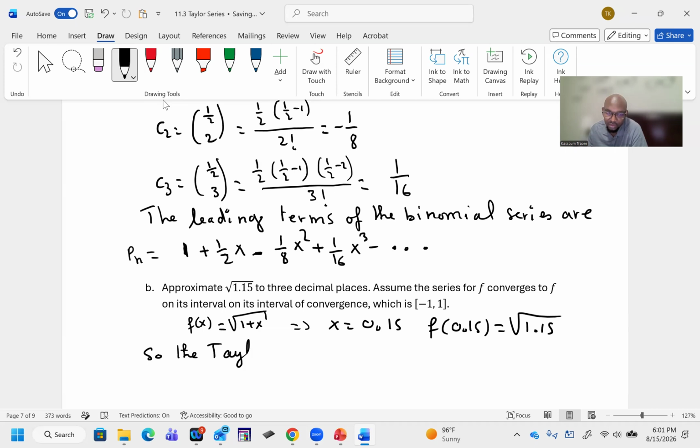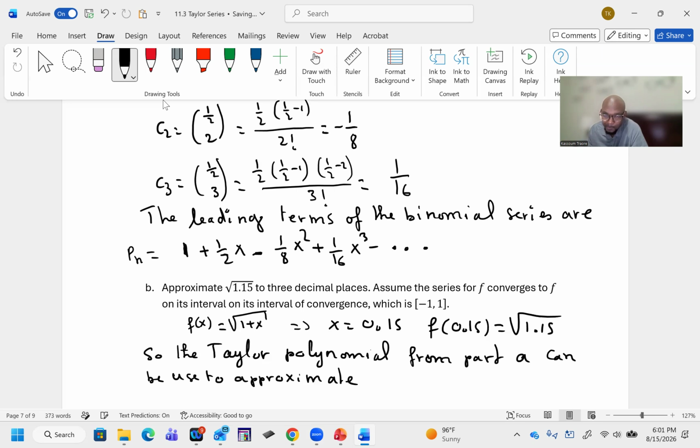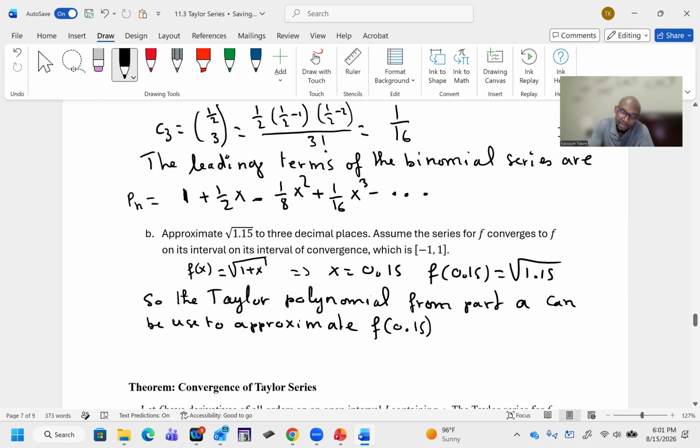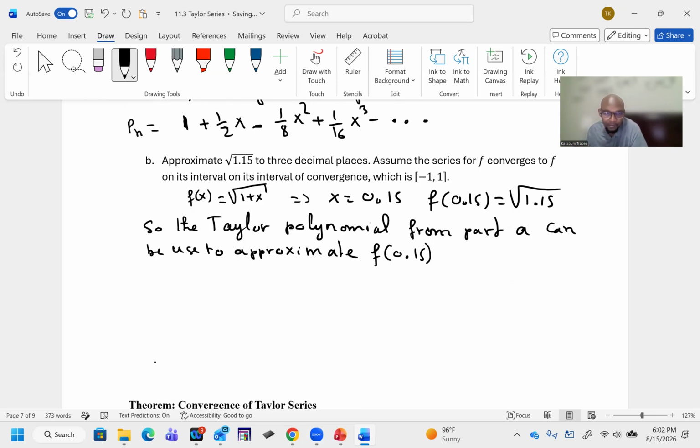So the Taylor polynomial from part A can be used to approximate f of 0.15. Again, I will make my table. Again, n.